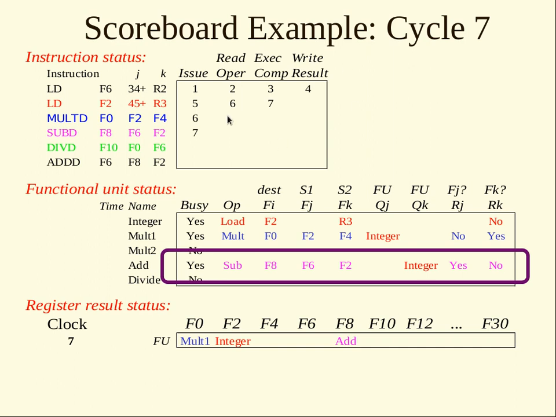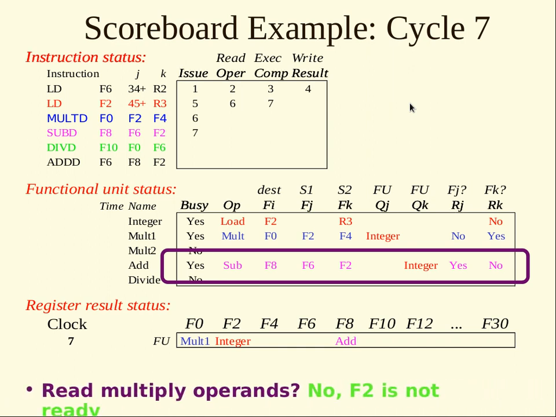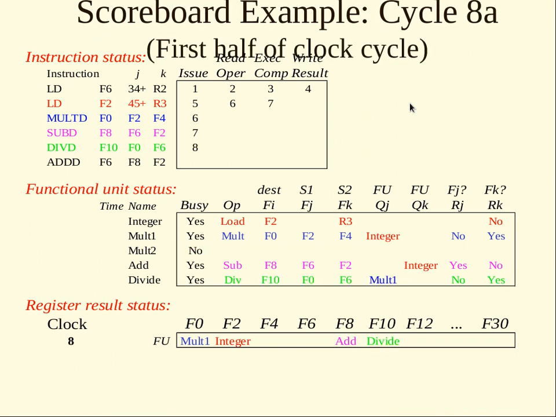Notice up here I'm telling you at what cycle things enter. Read multiply, no, F2 is not ready. So next would come divide. So on 8, can we issue the divide? But what's going on with the divide? It's waiting for the multiply to complete. Yeah, multiply 1 to complete. Notice how mult 1 is right here, waiting for it to complete. It's keeping the scoreboard.